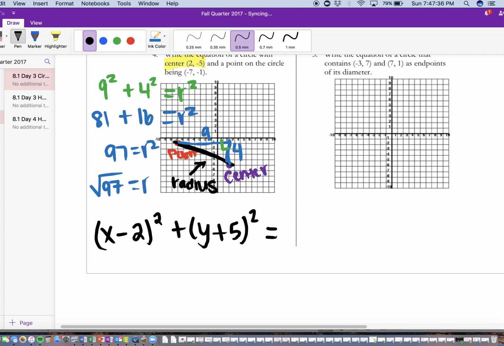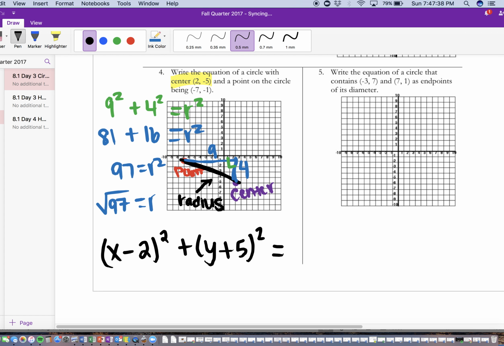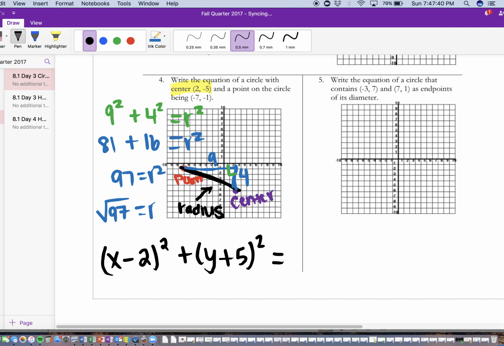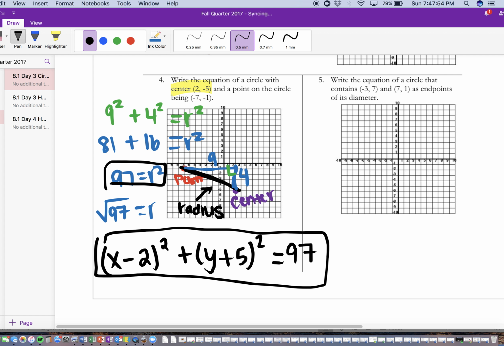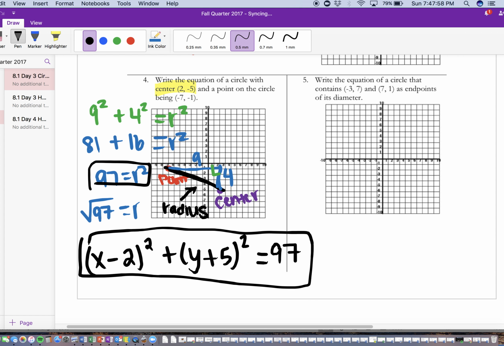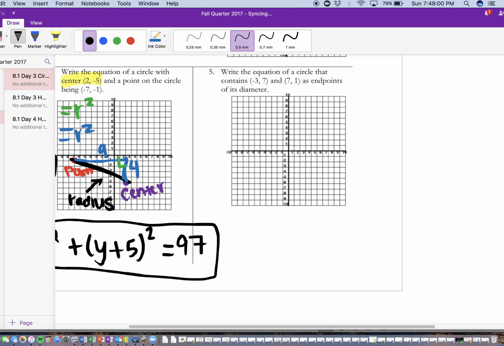So notice my radius is the square root of 97. The radius squared I solved for up here was positive 97, without the square root. So I want it to be equal to my radius squared. So I want to pick this 97 equal to r squared, so equal to 97. Alright, so here's my equation of this circle that meets these specific requirements. Alright. Moving on to number 5.